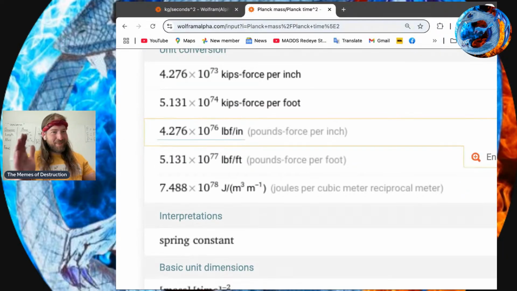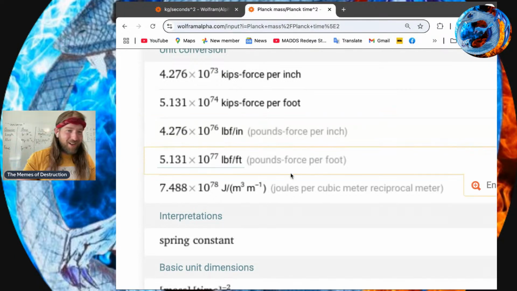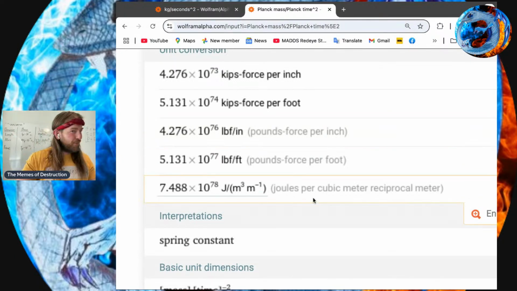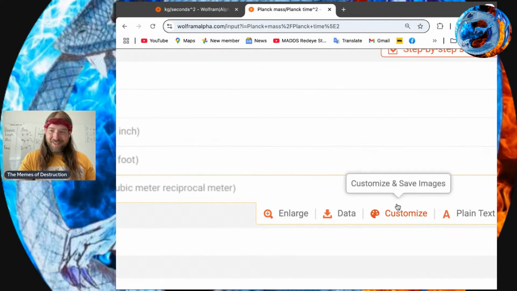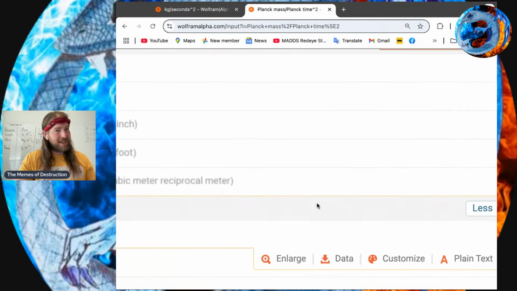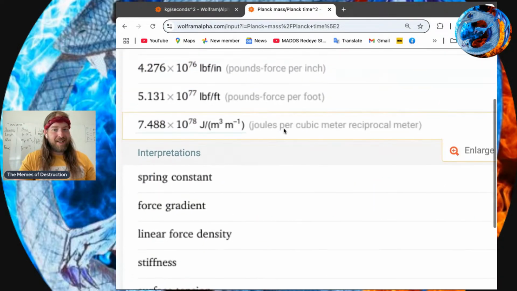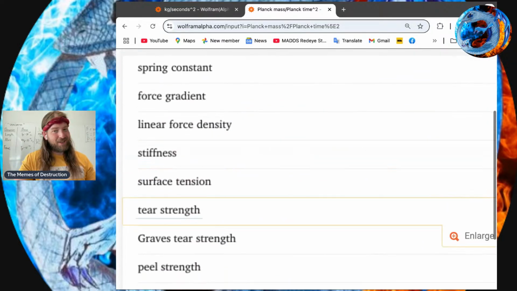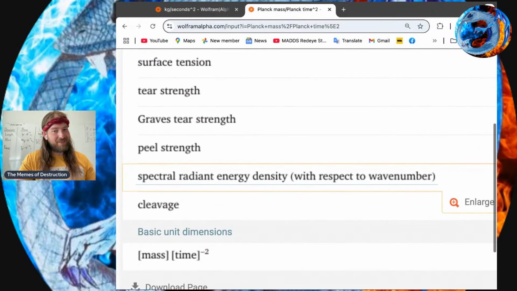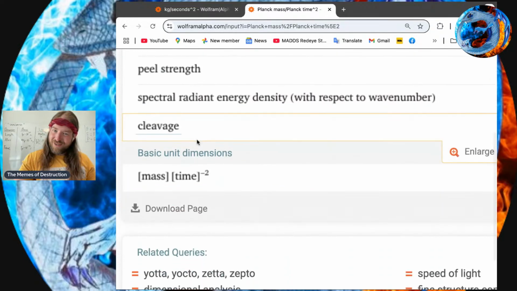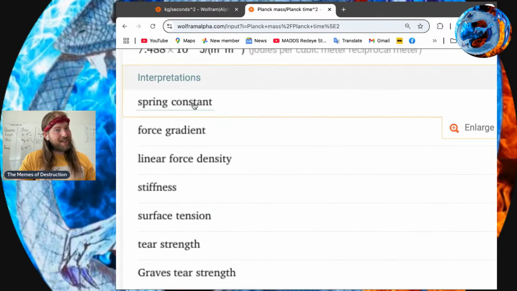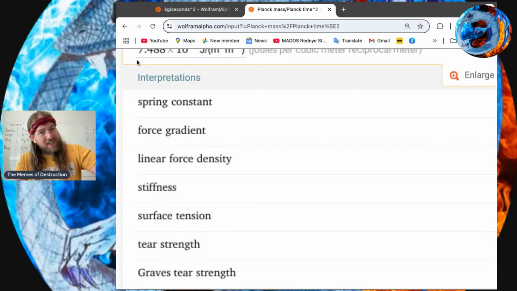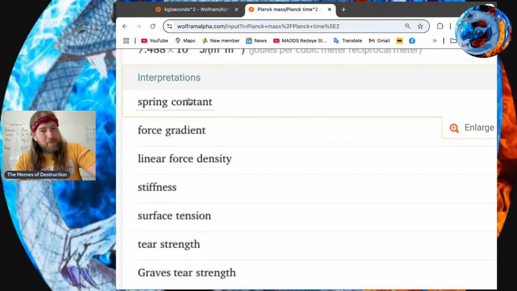Oh, that doesn't have something to do with the harmonic oscillator, or that basic equation that helps you figure out a lot of the force stuff in physics? Oh, very interesting. And again, there are more interpretations: spring constant, a force gradient, linear force density, stiffness, surface tension, tear strength, peel strength, cleavage. All right, we're going to go with spring constant, because a spring is a wonderful thing. Everybody loves a Slinky.